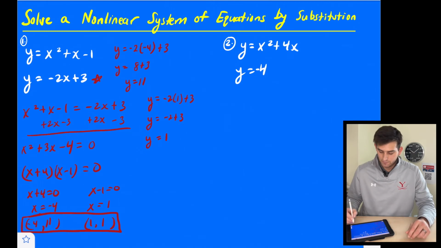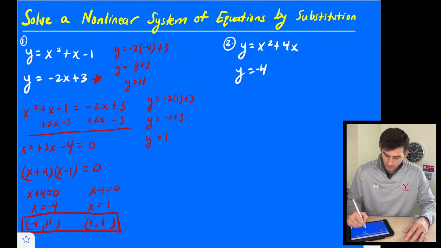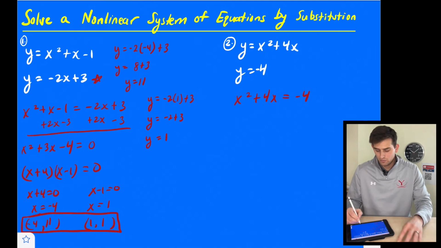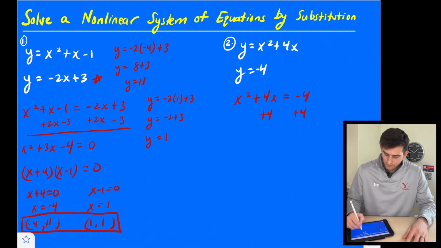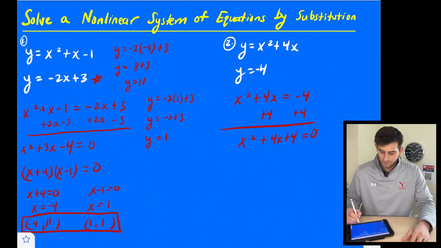Okay, now let's look at number 2. Same thing, we have two expressions that are equal to y, so we can set them equal to each other. So x squared plus 4x equals negative 4. Once again, we want this to be equal to 0, so let's add 4 to both sides. We get x squared plus 4x plus 4 is equal to 0. Hopefully we can recognize this trinomial as a perfect square trinomial, which means it factors as the square of a binomial. So we get x plus 2 quantity squared is equal to 0.